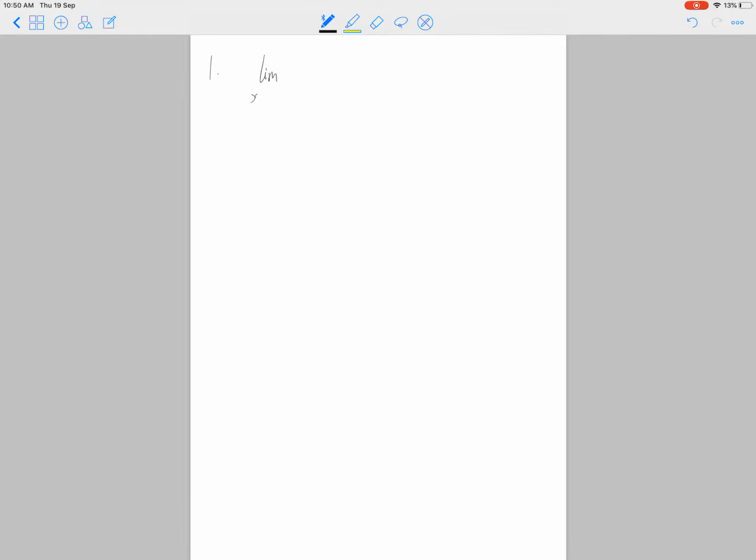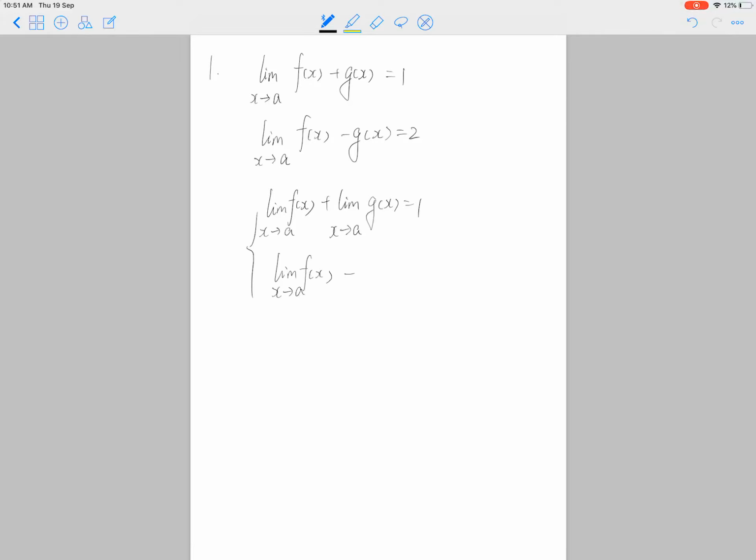Okay, this is a challenging problem 1. So the limit of f(x) plus g(x) is 1, right? The limit of f(x) minus g(x) is 2. Okay, so then the limit of f(x) plus the limit of g(x) is 1. Right, the limit of f(x) minus the limit of g(x) is 2.